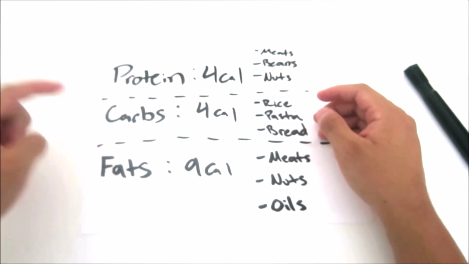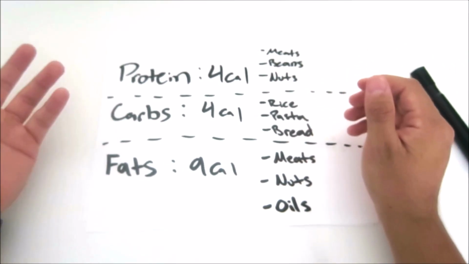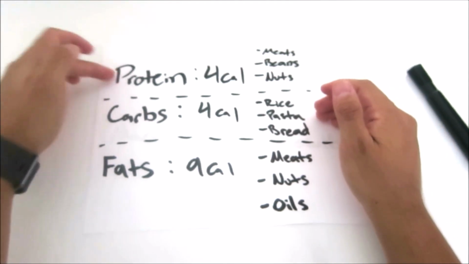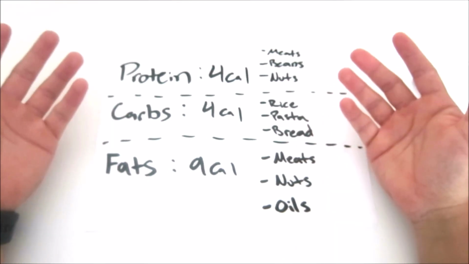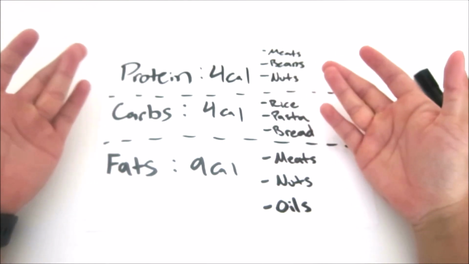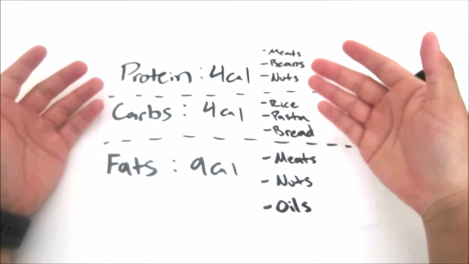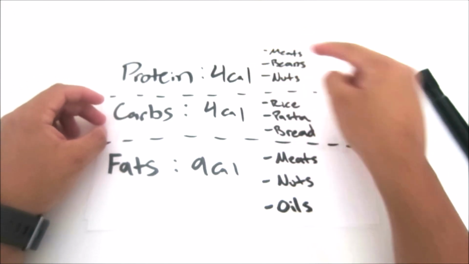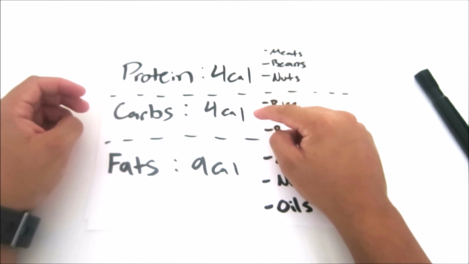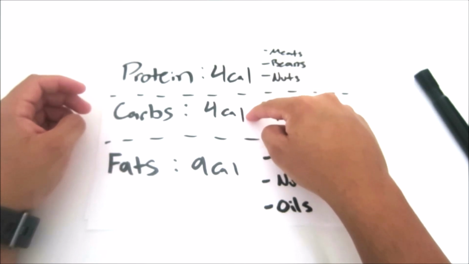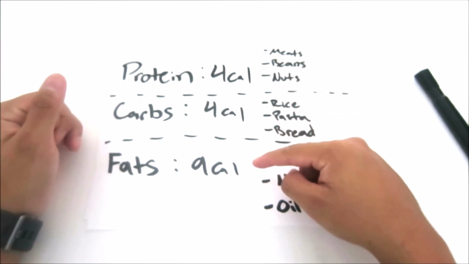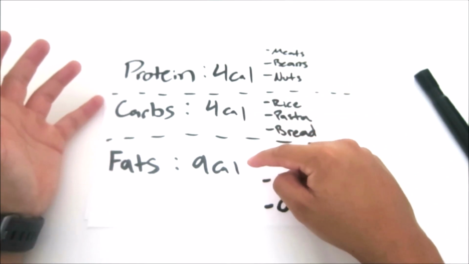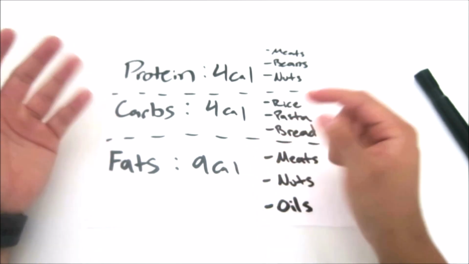So each one of these items right here is going to be a source of fuel for the body. Each source is going to provide a different calorie content, meaning each one of them is going to have a different amount of calories per gram. So for instance, protein, you're going to have 4 calories per gram. Carbs is going to be the same thing actually. So you're looking at 4 calories per gram of carb as well. And then for fats, that's going to be the big dog here. You're looking at 9 calories per gram of fat.